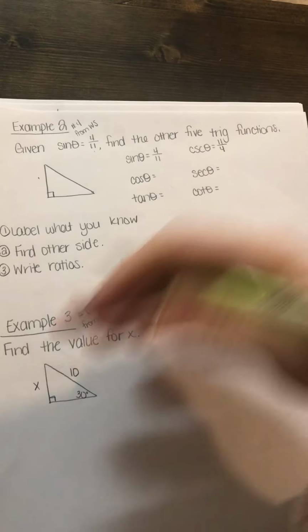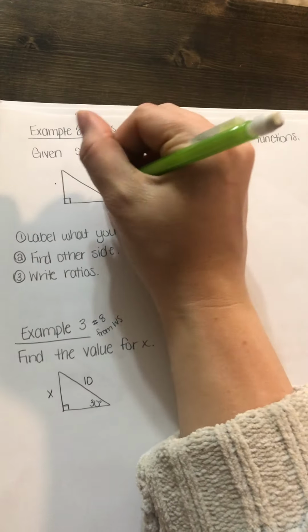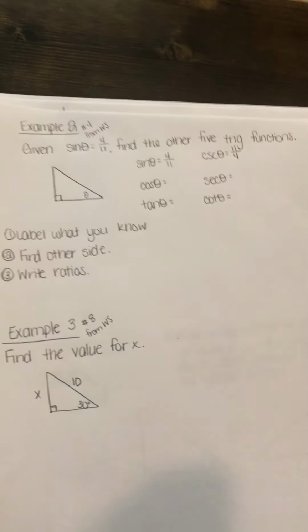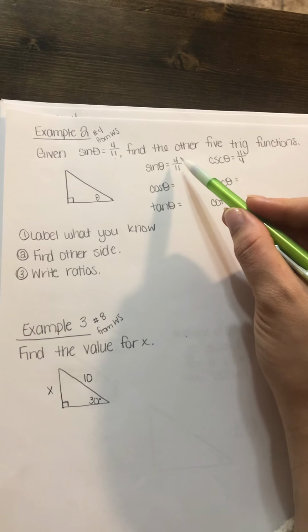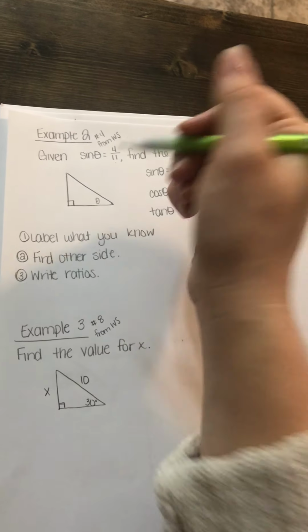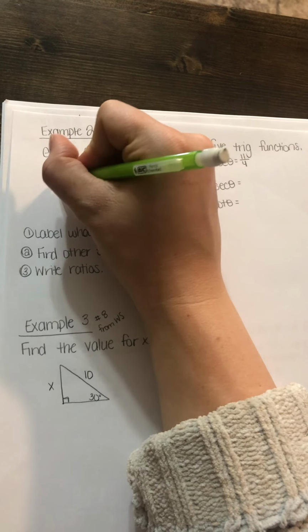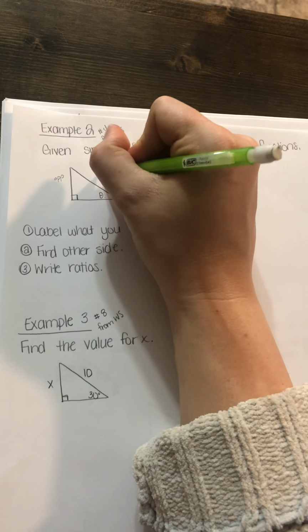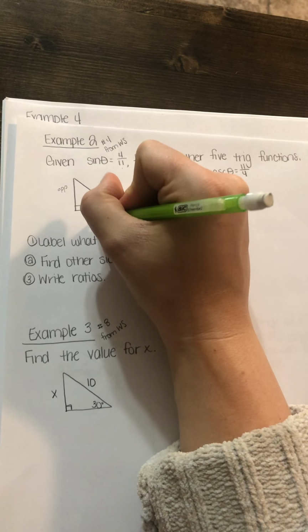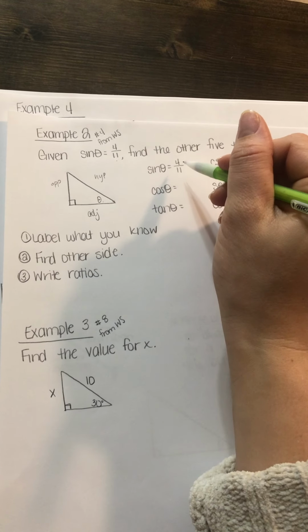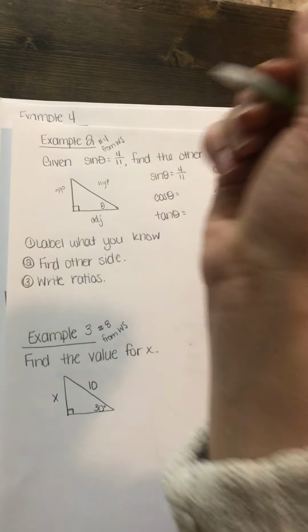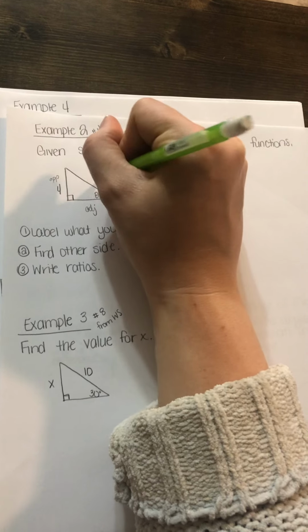Okay, to do that, we're going to pick an angle to be theta, which I'll pick this bottom angle. All right, sine uses opposite and hypotenuse. So from theta, the opposite's going to be over here. We know the hypotenuse is here, and the adjacent will be here. So using that, sine is opposite over hypotenuse. So it's going to be 4 over 11.